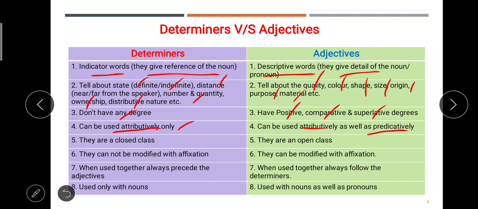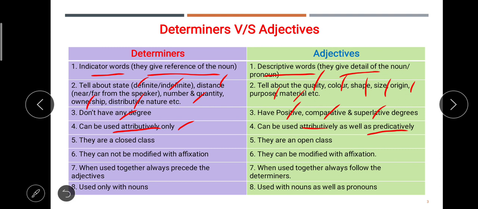By the way, in detail we'll do it in the topic of adjectives, where certain adjectives can be used only attributively, certain are there which can be used only predicatively, and many are there which can be used both ways. If we talk about determiners, they can only be used before the noun, means attributively. We say some students, we can't say students some, it will be wrong. We can say a little money, we can't say money a little. So this is another basic and major difference between the two.